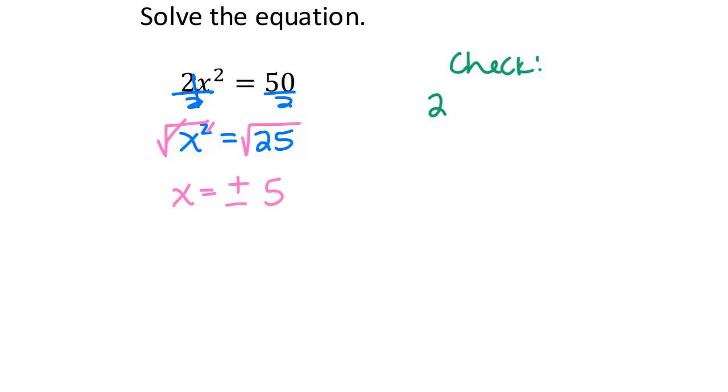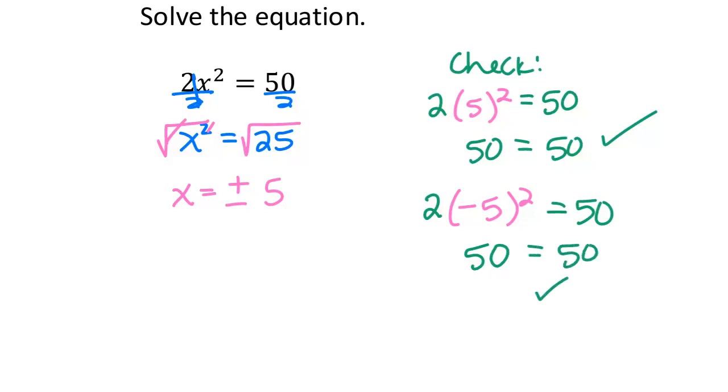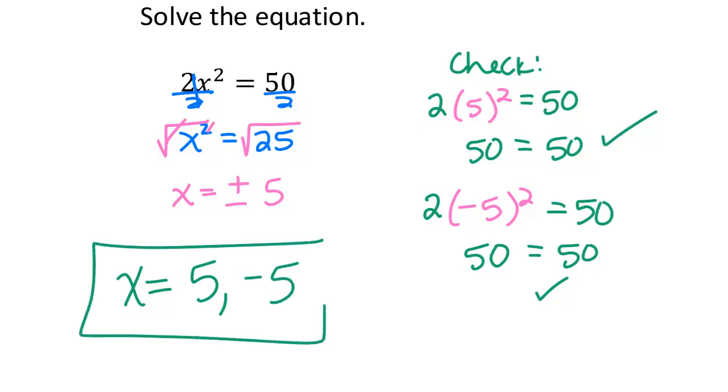If you check, 2 times a positive 5 squared equals 50, what's 5 times 5? 25 times 2 is 50. That equals 50. This one is valid. If you check -5, 2 times -5 squared equals 50. What's -5 times -5? Positive 25 times 2 is still 50. So both of them are valid. Your 2 solutions should have been 5 and -5. Both valid. Okay?